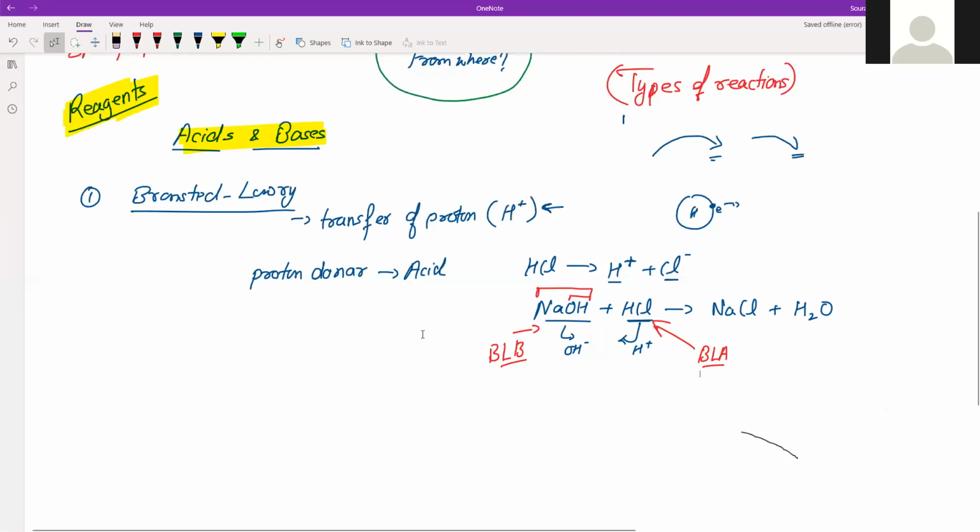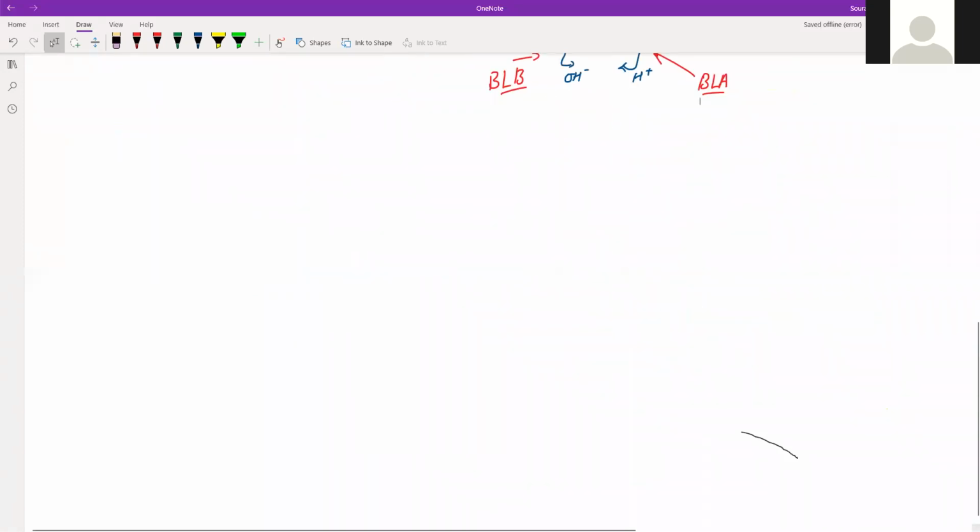This is, in fact, the first definition of acids and bases which you must have studied when you were in junior classes. Now, based on this, we have several other compounds which are categorized as acids or bases. What happens here is that when we classify the reactants as either an acid or a base, we also classify the product in a specific way.